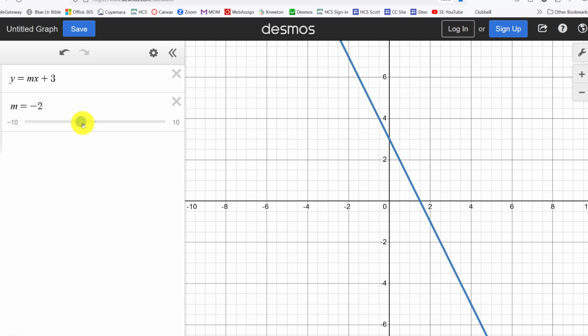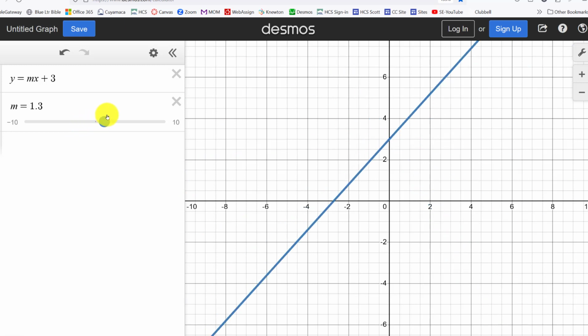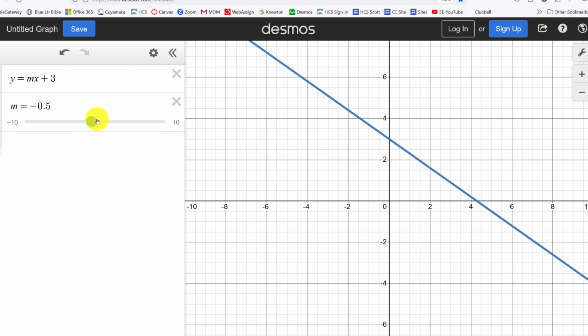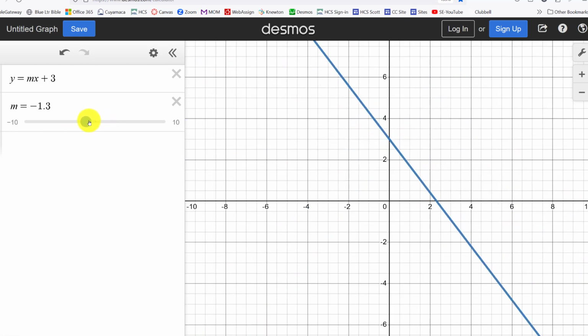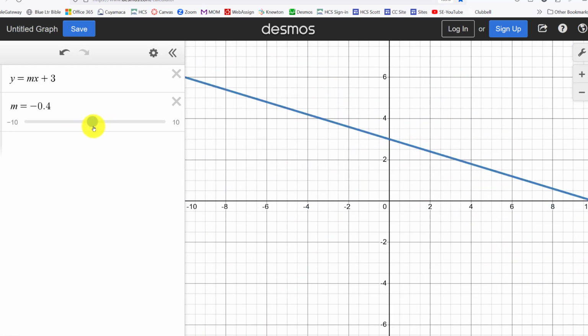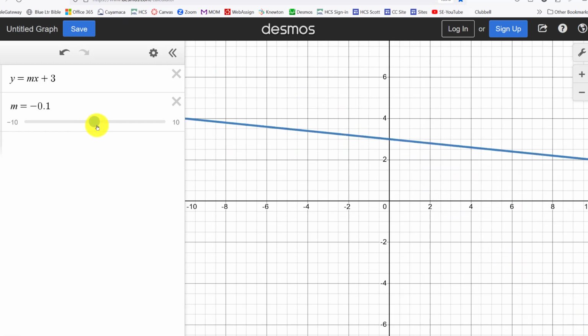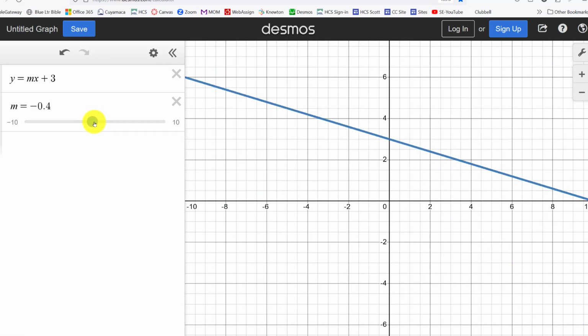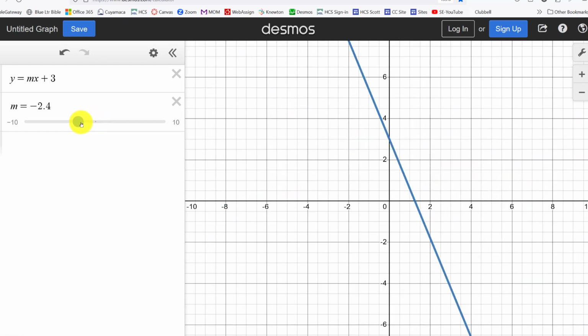But notice again that the m changes the slope, but there's one thing that is not changing: the y-intercept point is staying the same. That's because b is always 3. The only thing that changes is the m, and when m changes, it changes the slope of the line. So let's just confirm all of this by looking at the slope in the equation again.